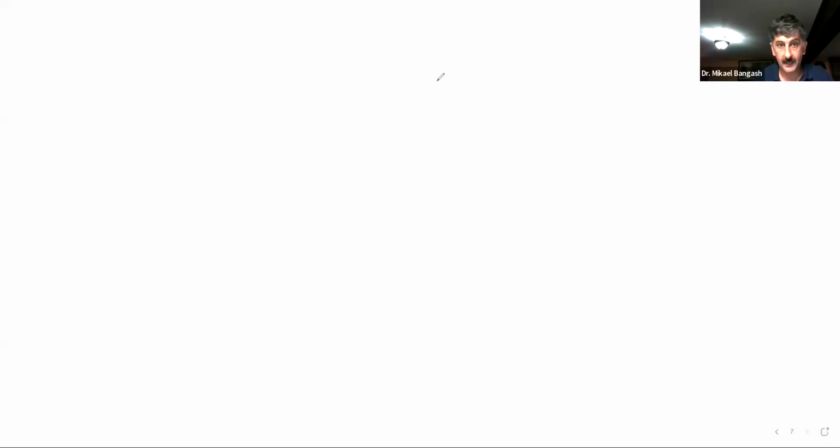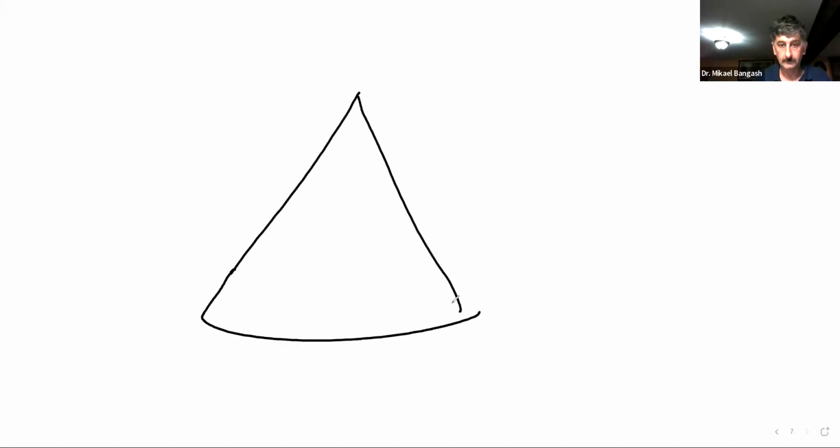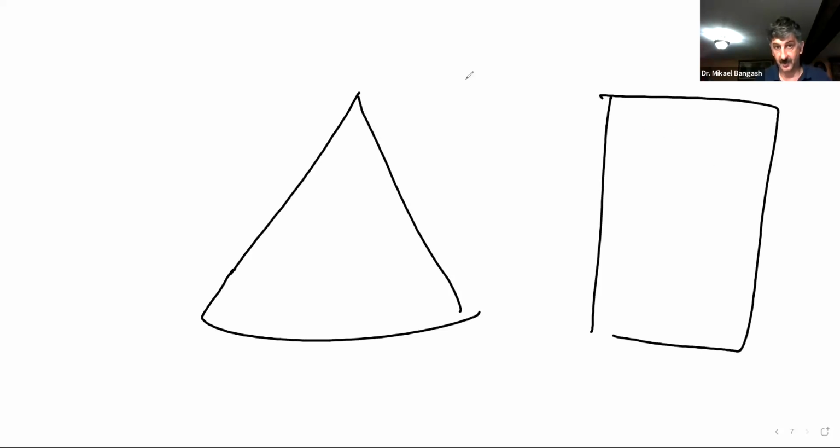So if we look at a scanning, let's say we are scanning an area like this, this is the actual area that we are scanning.